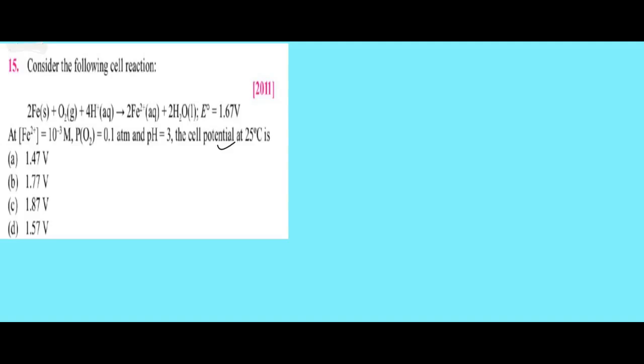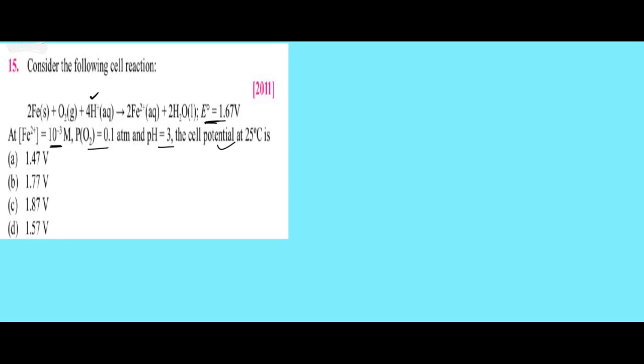In this question, you are given a chemical reaction and E0 cell is given. Okay, the concentration of ferrous ions is 10 raised to power -3. Pressure of oxygen is given 0.1 and pH is given. Okay, so instead of giving the concentration of H plus ion, in the question you are given the pH. And the cell potential you have to calculate at 25 degrees Celsius, that means 298 Kelvin.